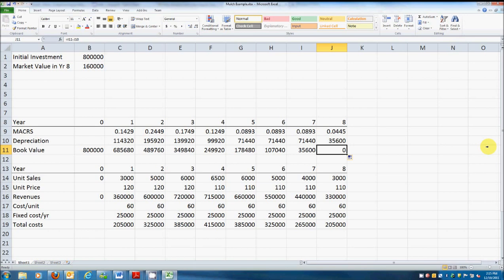The MACRS number of years may or may not have anything to do with how long the machine actually lasts. For instance, when I worked in industry, I got my first supervisory role in 1997, and the machines that I had were all made around 1974. And so they had all been completely depreciated out years ago under, say, 7-year MACRS.